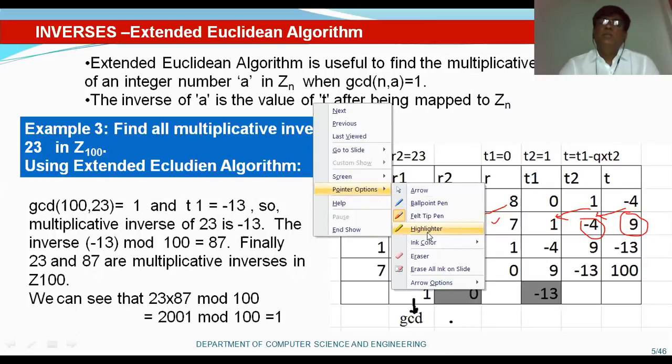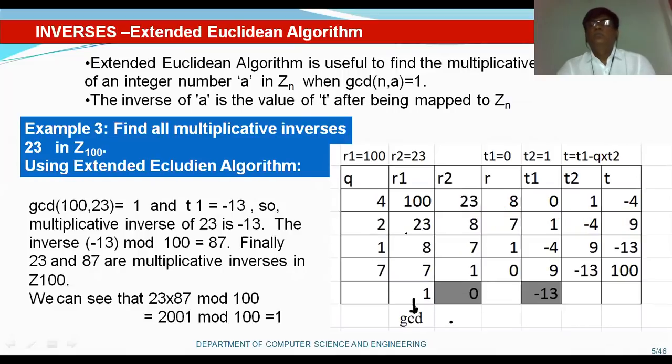Now the second row is calculated. Now come to the third row. How to calculate the third row? Here R2 becomes the new R1 in the third row. So 8 and 7. 8 divided by 7, 1 is the quotient.